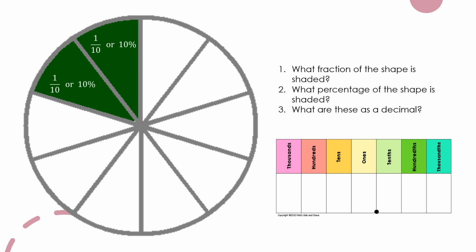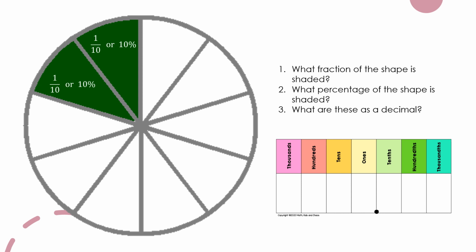Finally, I need to understand how to represent these as a decimal. Firstly, I can use the percentage to help me find the decimal. In order to do this, I need to remember that the whole when talking about percentages is 100, and that the whole when talking about decimals is 1. Therefore, I know that I need to divide the percentage by 100 to get the decimal, because I already know that 1 goes into 100 100 times.